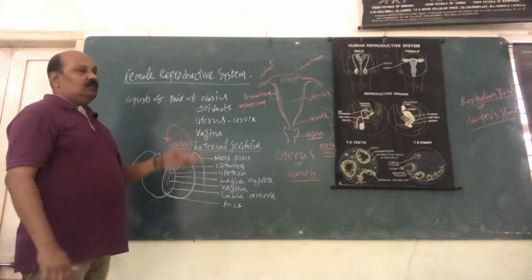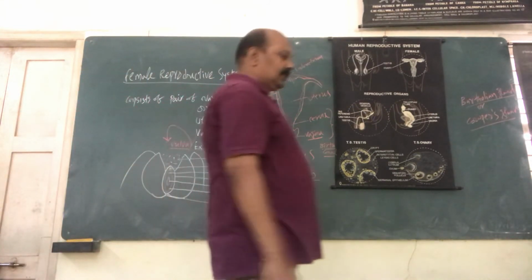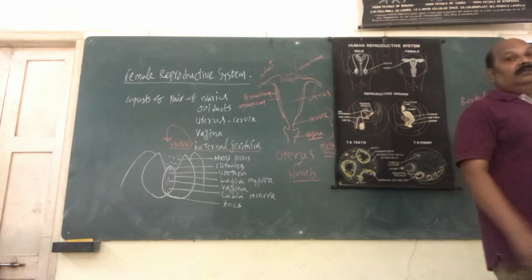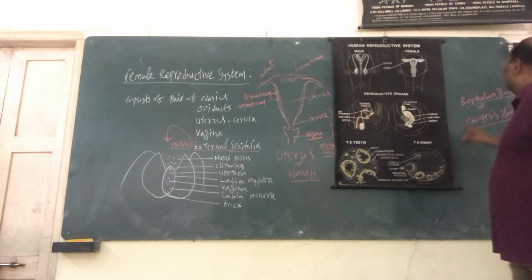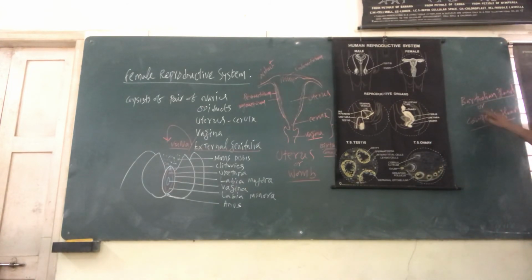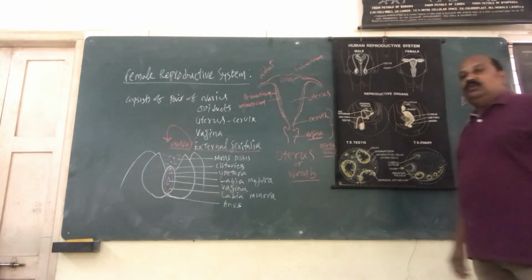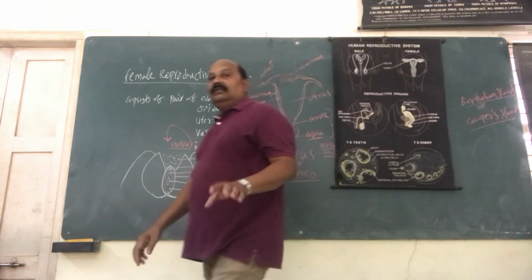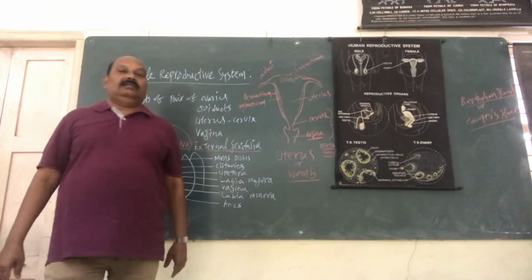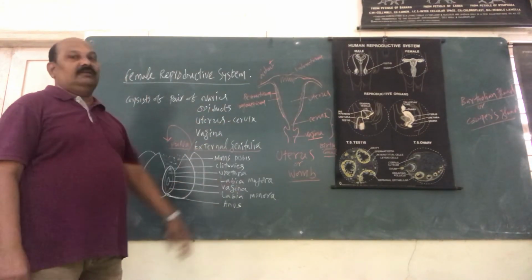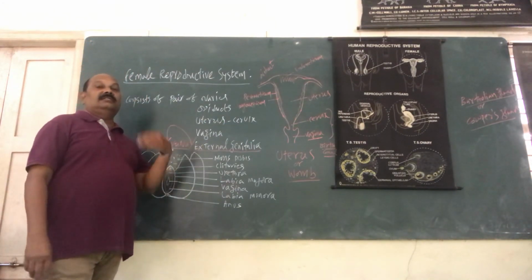Then this whole structure is associated with glands, the female reproductive accessory glands, called the Bartholin gland or Cowper's gland. These glands produce a mucus secretion, which acts as lubrication during coitus. At last, there is only one part left, the mammary gland, that we will discuss in the next video.